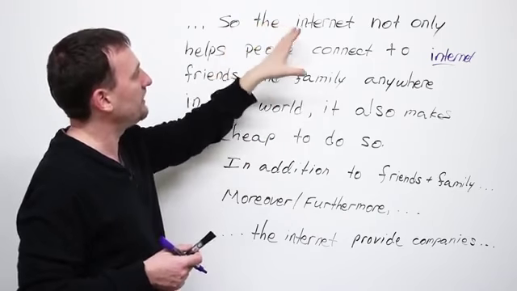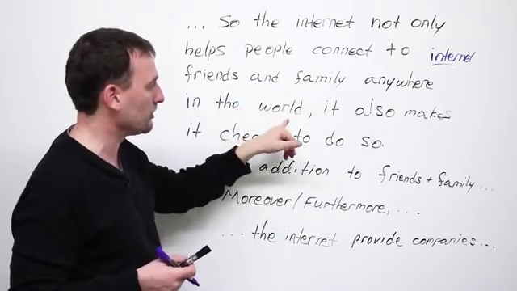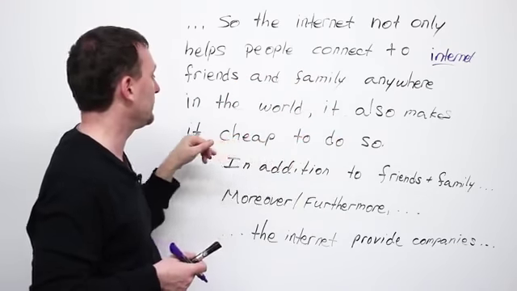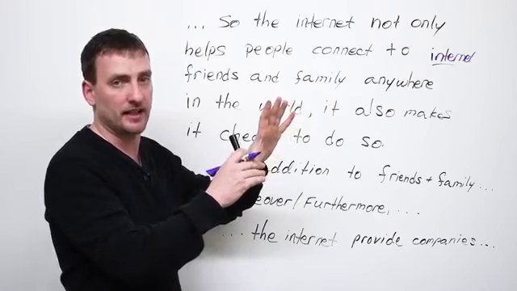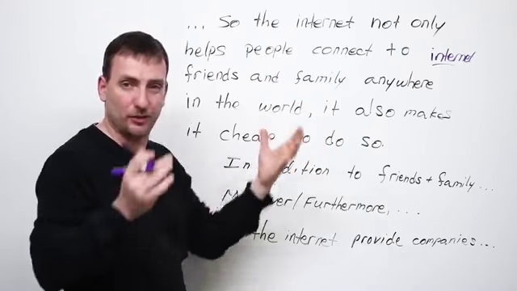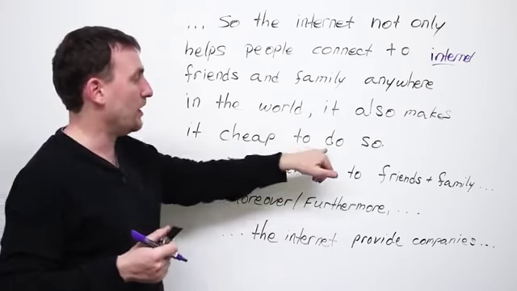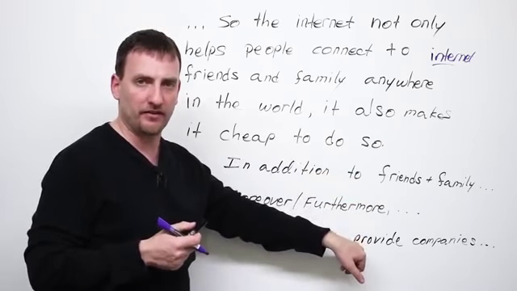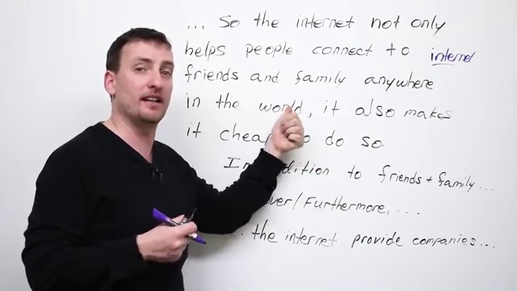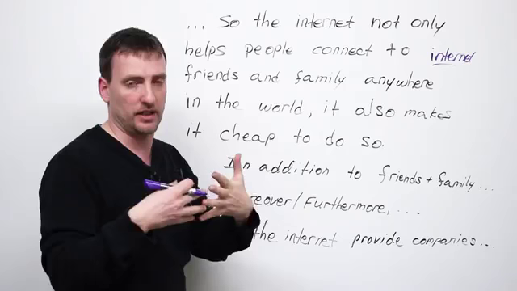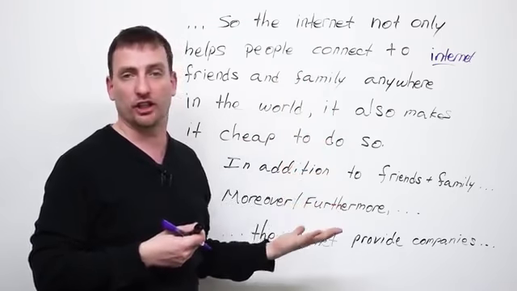So, conclusion: the internet not only helps people connect to friends and family anywhere in the world, it also makes it cheap to do so, right? So that's one good thing about the internet: communication, networking, social media, etc., the Facebook, all that. Now, I want to go to my next paragraph, and I want to add to this idea of connection, the idea of communication as why the internet is a good thing.